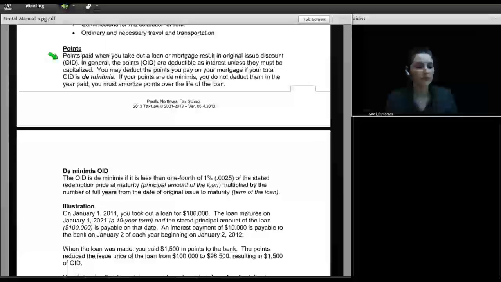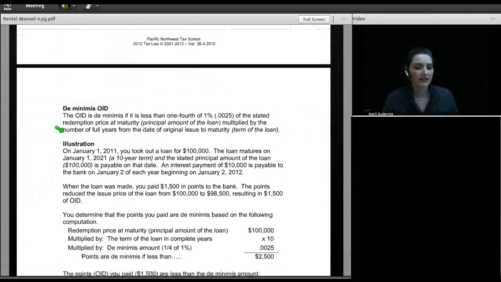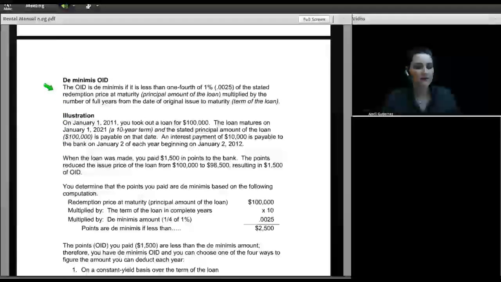IRS says you can deduct them currently if the points are de minimis. And IRS says that de minimis is if the points paid are less than 1/4 of 1% of the stated redemption price at maturity, that is the principal amount of the loan, multiplied by the number of full years from the date of original issue to maturity, being the term of the loan. Well, what does that mean?